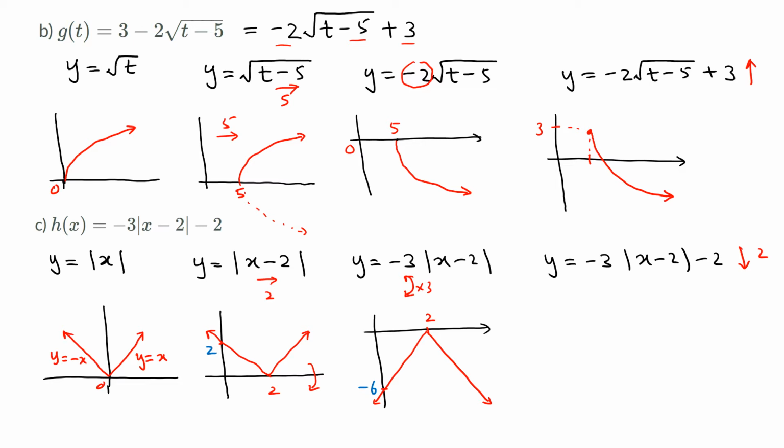Good. And then finally, you're going to shift this down by 2. That means this 0 is going to go to -2 now. So finally, your graph is going to look like, so the highest point, which was at 2, is going to go to -2. So that's the highest point now. And then this y-intercept is going to go to -8 now, because -6 is going to go down by 2, so it's -8. So that means the final graph looks like this.